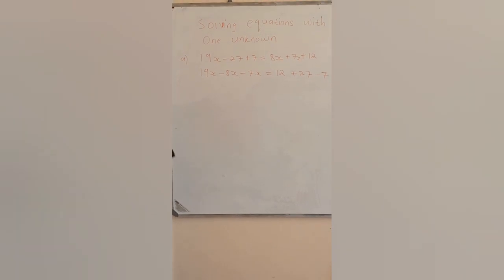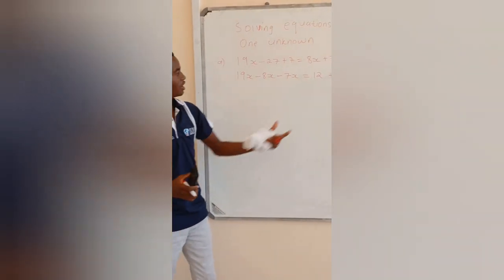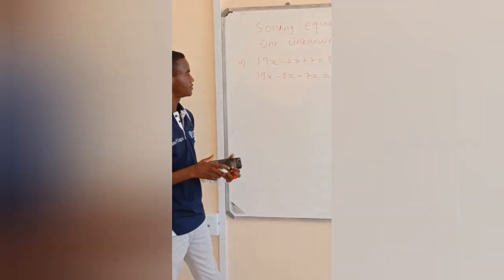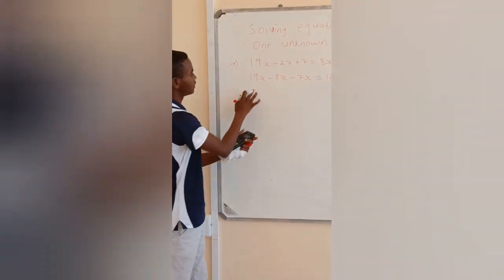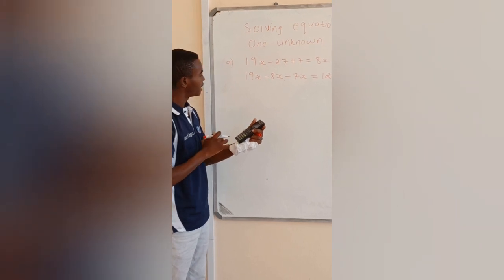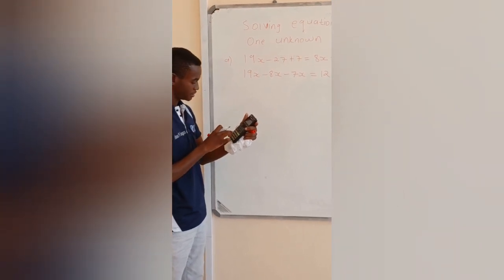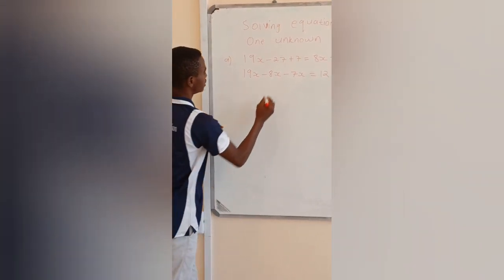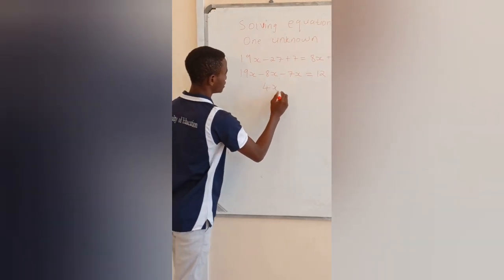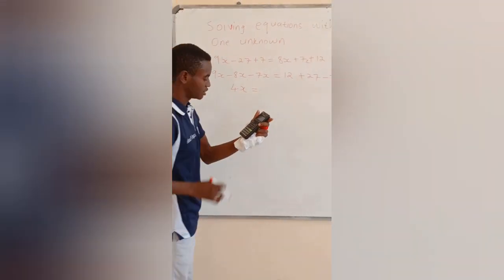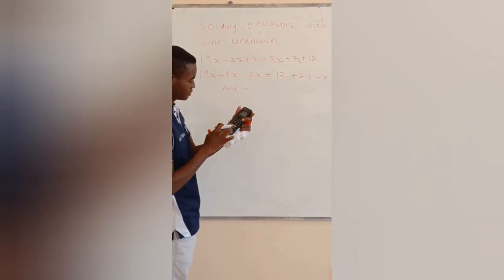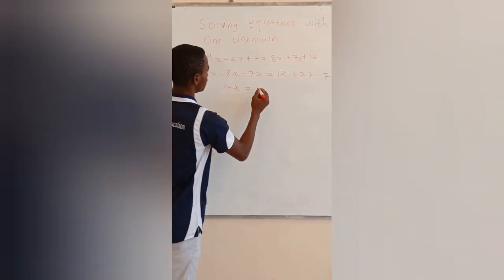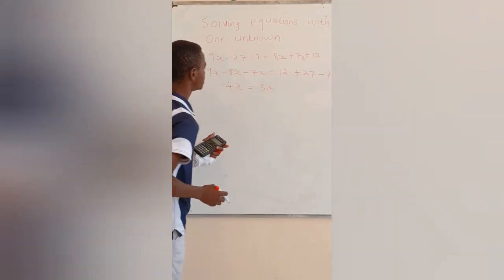Okay. Now, like this, you have collected your like terms, then you try to simplify your like terms. You just simply have to press on your calculator. We have 19 minus 8 minus 7. So here the answer is 4x is equal to what? You take positive 12 plus 27 minus 7. We have 32 as our answer here.